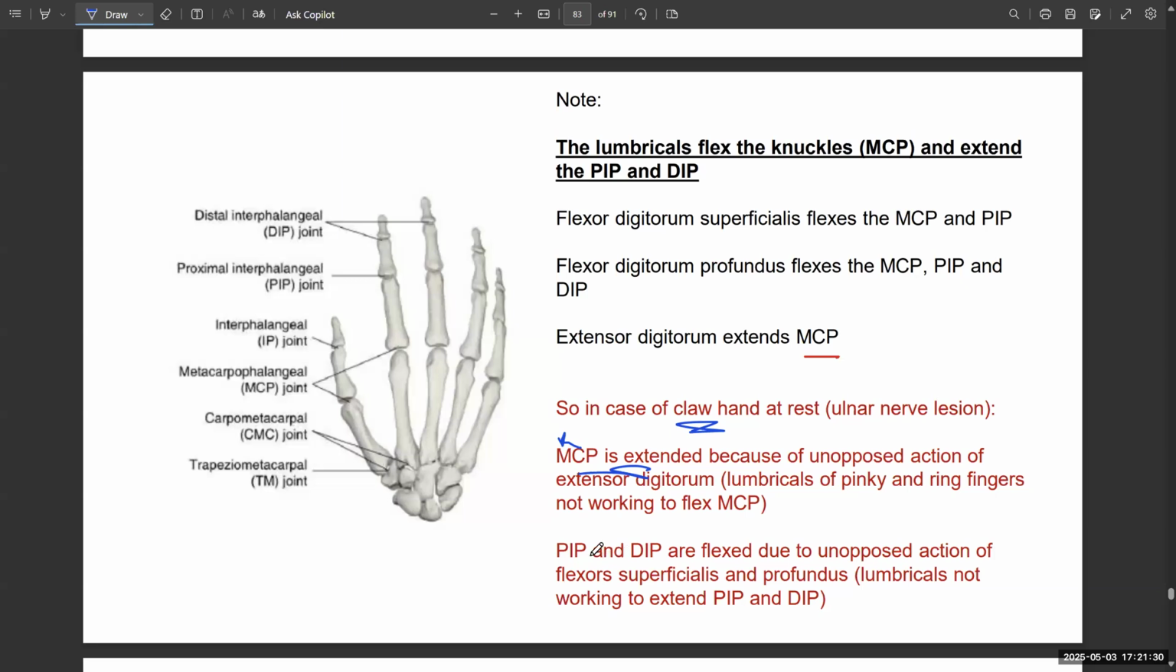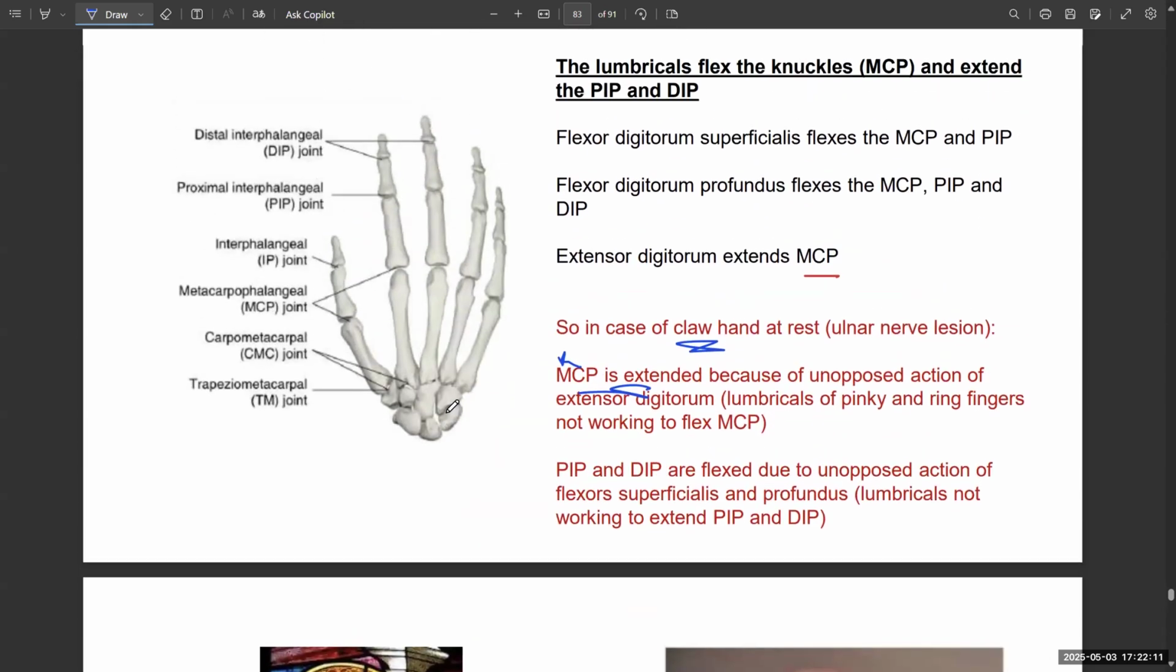Okay? Now your PIP and DIPs are flexed due to the unopposed action of flexor superficialis and profundus. So the lumbricals are not working to extend the PIP and DIP. So basically, your PIP and DIPs are flexed. Those little joints, all your fingers, look like a claw because they're flexed. And the lumbrical's job is to extend them back to the normal position, right? But those are paralyzed. So you have extended knuckles and flexed PIPs and DIPs. Okay, I hope that made sense because I got a little bit confused there too.